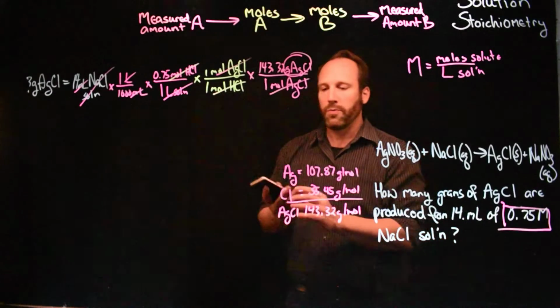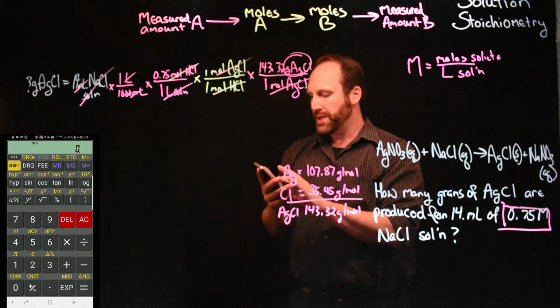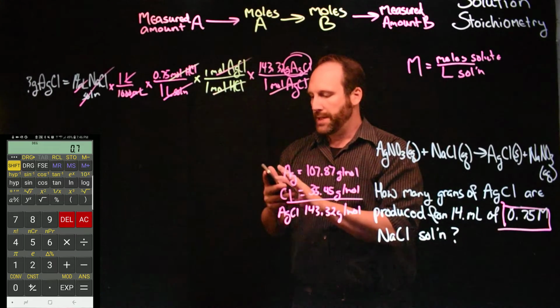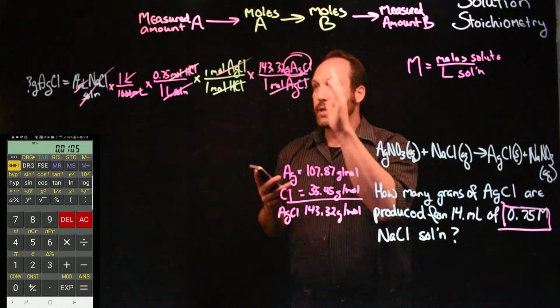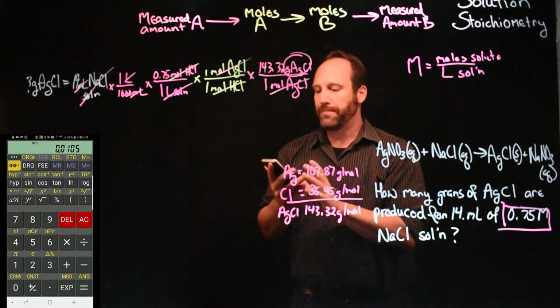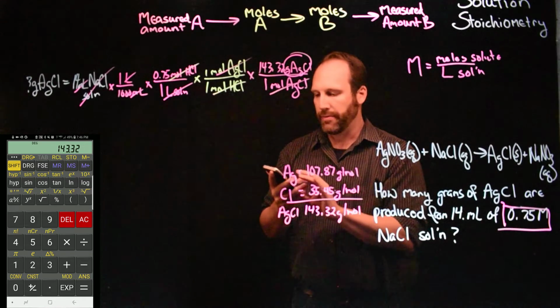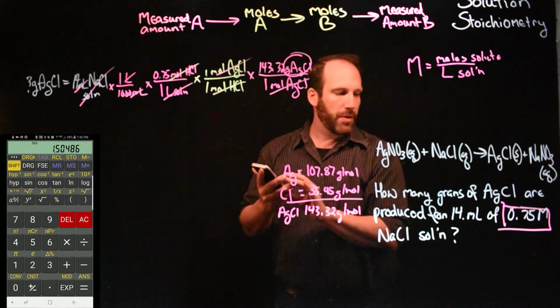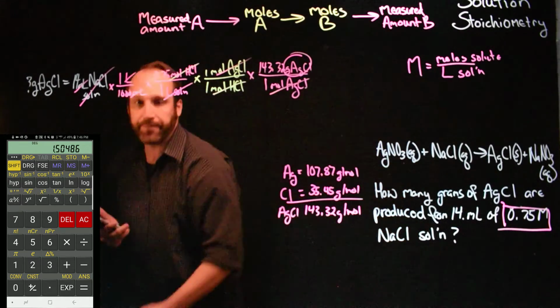So, like before, we'll run through that math real quick. So we'll say 14 milliliters, divide that by 1,000. So now we're in liters, multiply by 0.75. We're in moles of HCl. Moles of HCl, it's the same as moles of AgCl. And so our last step then is to multiply by 143.32. Okay? And so we end up with 1.5 grams of AgCl.